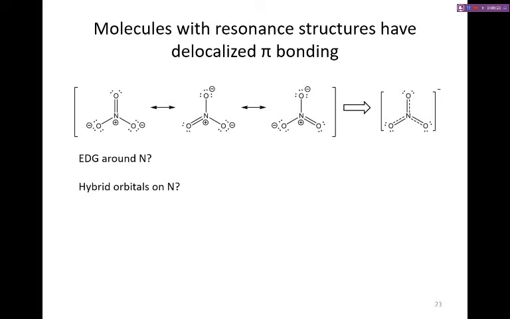In other words, if you look at nitrate, the true structure is an average of all of the resonance structures. The electrons are not actually oscillating, moving around, jumping, and this double bond is not jumping back and forth between them, but rather it's spread throughout the entire molecule. So when we look at the electron domain geometry of nitrogen, we see that it's trigonal planar. It has 3 electron domains.